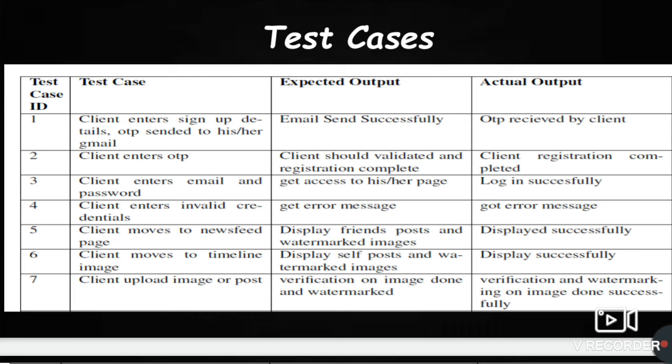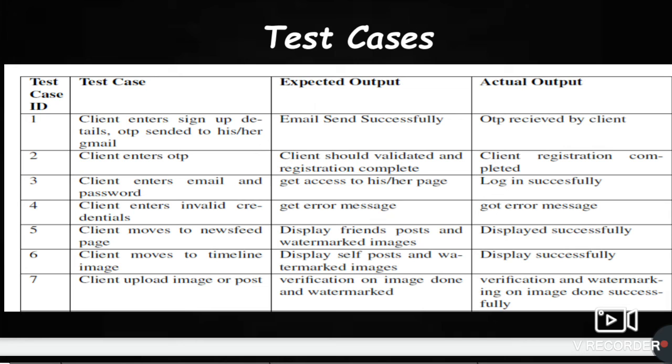The client moves to his newsfeed page successfully and he got the view of his friends' watermarked uploaded image posts, so that also displays successfully. Then if the client moves to the timeline page, here also he could see the posts that he uploaded in that Friends Hub website, and the old images were watermarked.